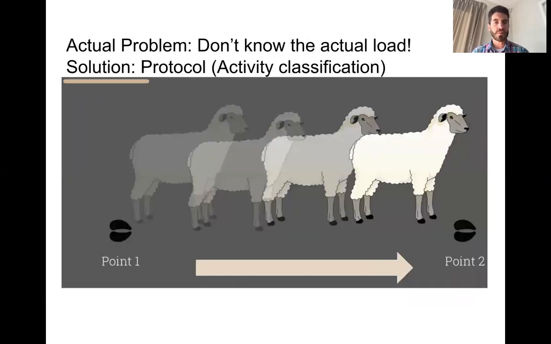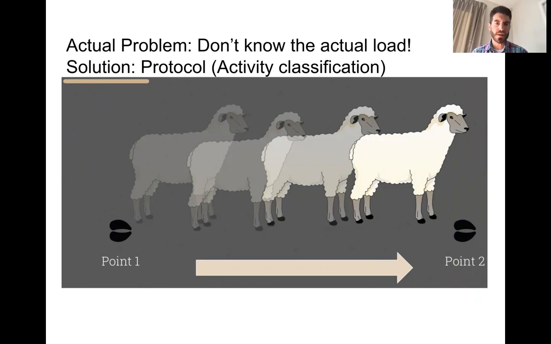Our actual problem from a data perspective is that we have no idea what the load applied to the bone is. We only know the amount of strain that we've measured on the device. Our solution is to come up with a protocol, which is a series of activities. So we're trying to figure out, given a strain gauge measurement over time, what activity this sheep was doing during that point in time.